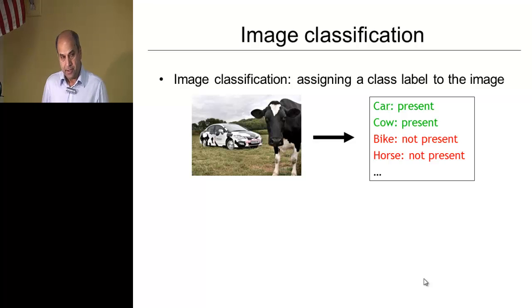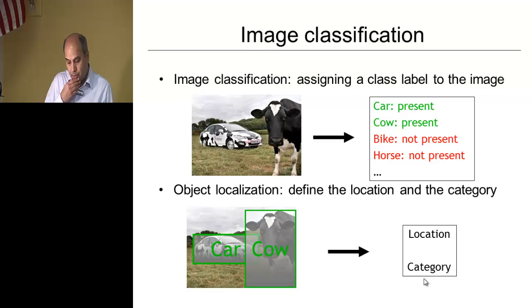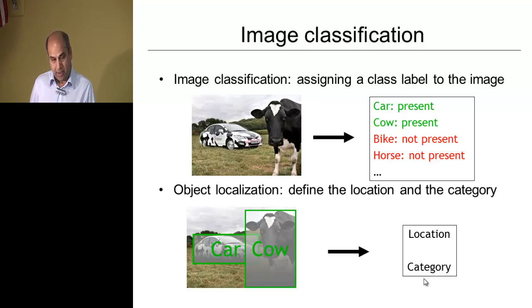We have an image classification problem like this. We have an image, and we want to assign a class label to this image. So we want to say, in this image a car is present, a cow is present, a bike is not present, a horse is not present. These are the classes: car, cow, bike, horse, and there can be several other classes. Okay. The other way, which is much finer, is that we can localize these objects also. So while a car is there, with the bounding box on the left side, and there's a cow on the right side, we have a location and also a category. That's what we want to do.